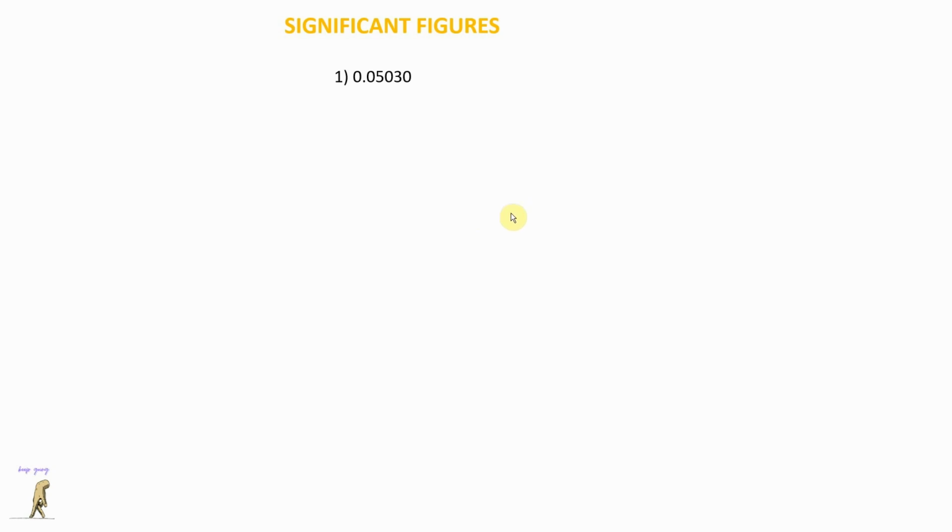Time, what we are tackling is about significant figures. First, of course, we need to know what these numbers are called. This 0.0 here is what we call a leading zero. This leading zero is not considered as significant numbers, or significant figures.